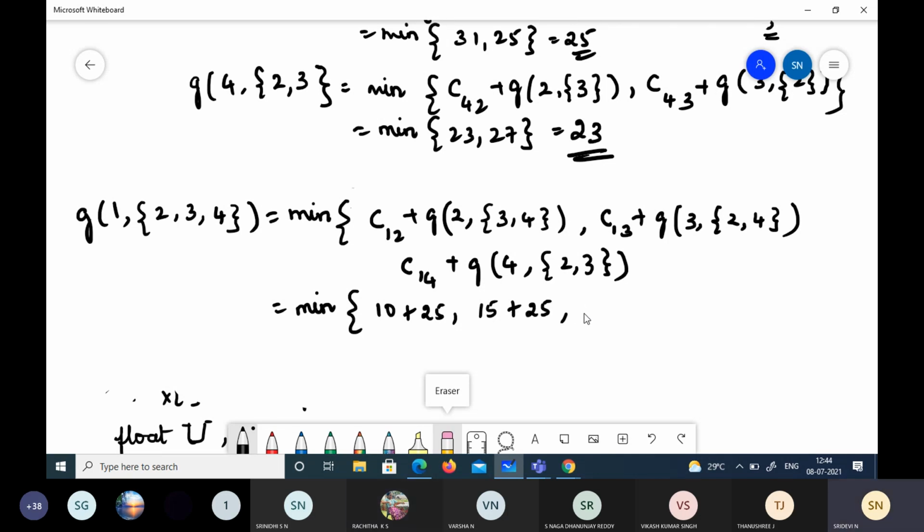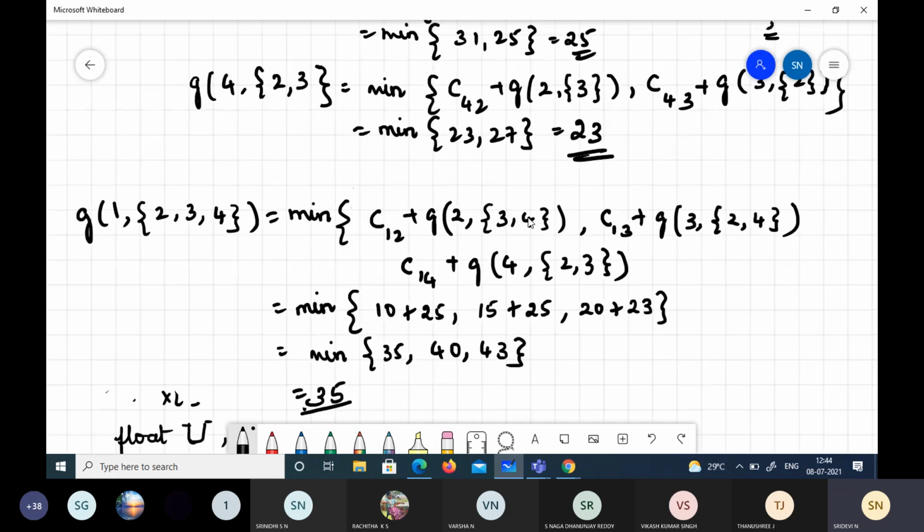Then we have 1 to 4. What's the value? See the graph and tell. 20. Yes, 20 plus G of 4 of 2 comma 3 is 23. So we should select minimum among this. So minimum of 35, 40 and 43. So what is the minimum path? What is the minimum tour I have? 35. So what's the path here?